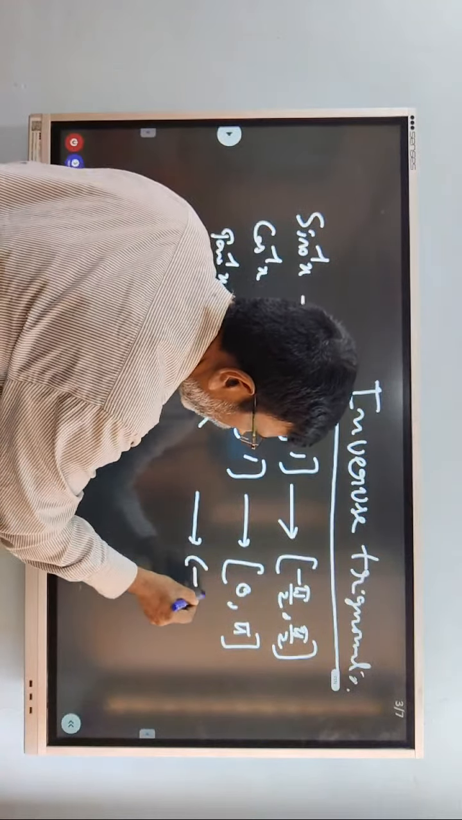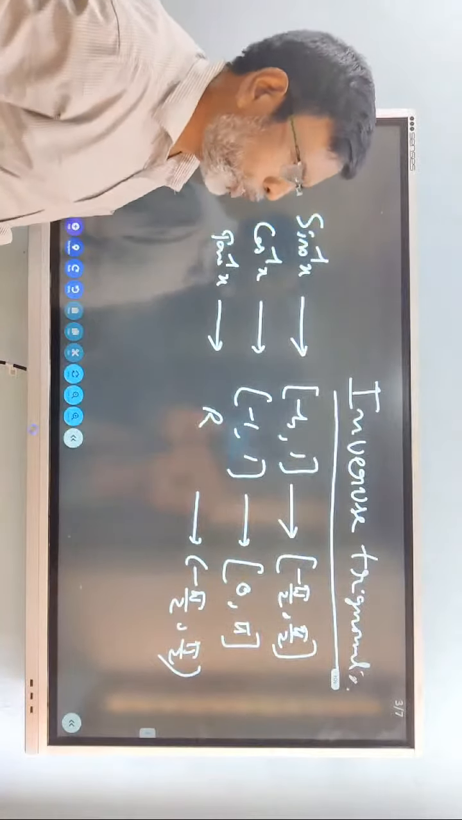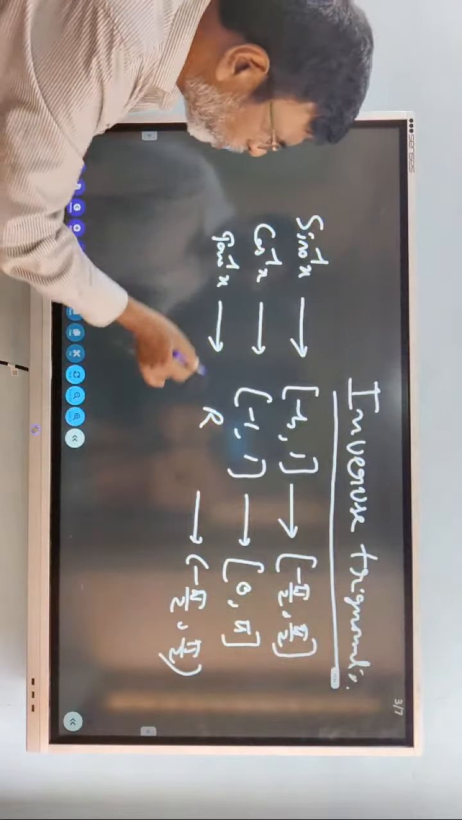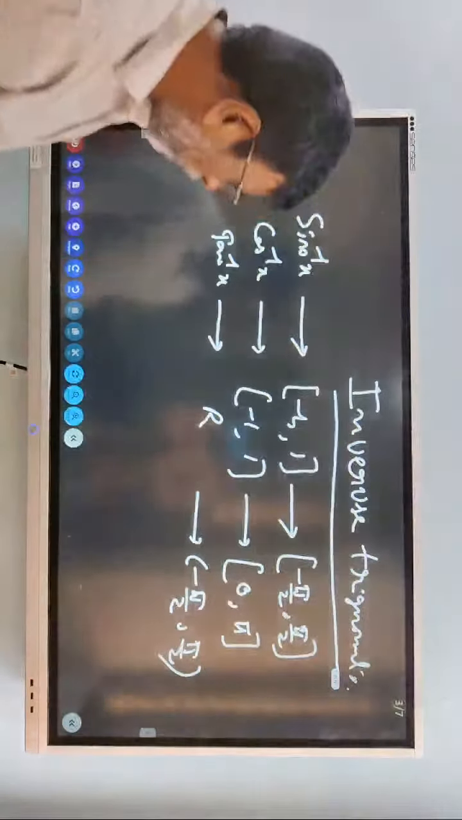This is the basic concept for inverse trigonometry. Sin inverse x: domain minus 1 to 1, range minus pi by 2 to plus pi by 2. Cos inverse x: domain minus 1 to 1, range 0 to pi. Tan inverse x: range minus pi by 2 to plus pi by 2.